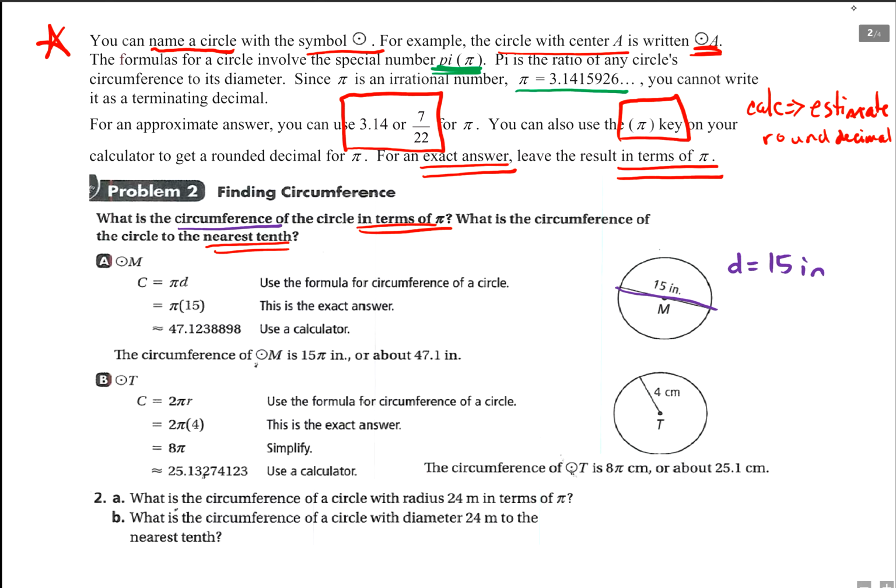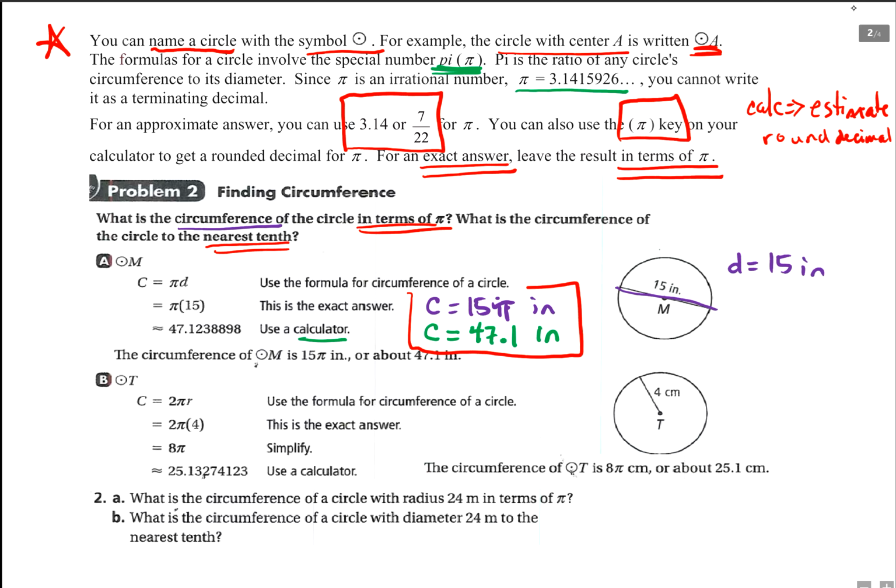Alright, so we write our formula. C equals pi d. We substitute in 15 for d. And this is an exact answer. So we would say C equals 15 pi inches. That is an exact answer. Now, if we put that into our calculator, we get this decimal here. So then we say C equals, and we want to the nearest tenth, that's 1 decimal place, 47.1 inches.